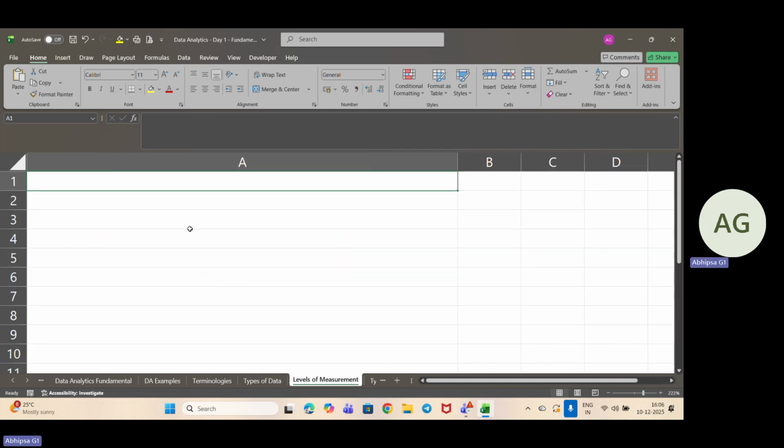What is this level of measurement? Suppose you have different types of data, but how do you know that? It is about what math you can do on the data, whether you can sort the data or not, whether you can measure the difference between the data, whether you can find the average. To answer all of these questions, you use the levels of measurement. There are basically four levels of measurement.